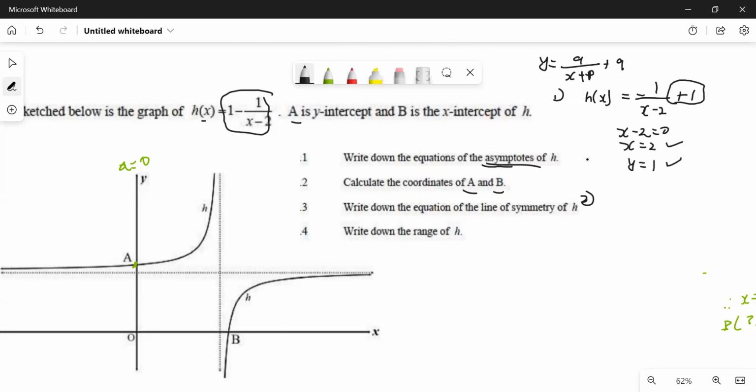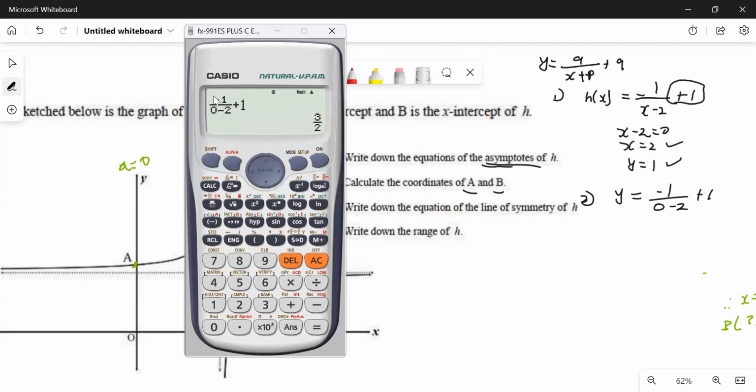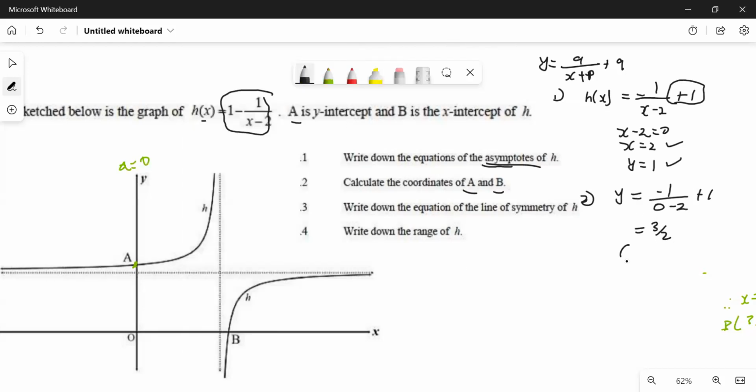How do you get the y-intercept? You get the y-intercept by saying x is 0. So y is going to be equal to minus 1 all over 0 minus 2, plus 1. And then you can put this in your calculator. If you put in minus 1 over 0 minus 2 plus 1, it gives us 3 all over 2. It means, no, it's A, sorry. A, we have 0, and then 0 goes with 3 all over 2, which is 1,5.